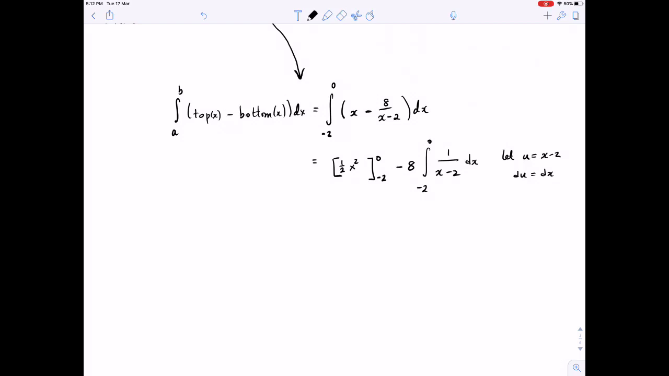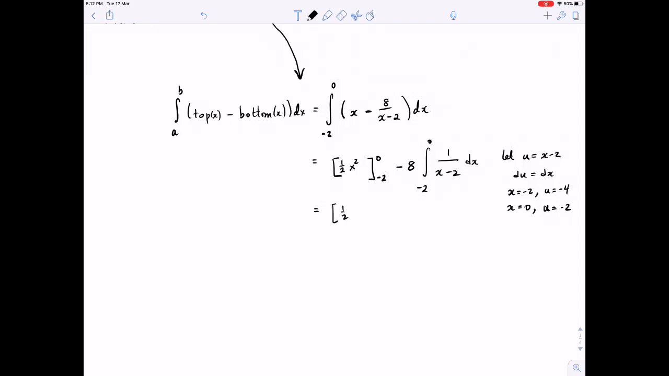We have to remember this is a definite integral, so we're going to change our bounds. When x is equal to minus 2, u is x minus 2, so u is minus 2 minus 2, that's minus 4. When x is 0, u is 0 minus 2, so that is minus 2. So this is going to give me, I'll just recopy this one.